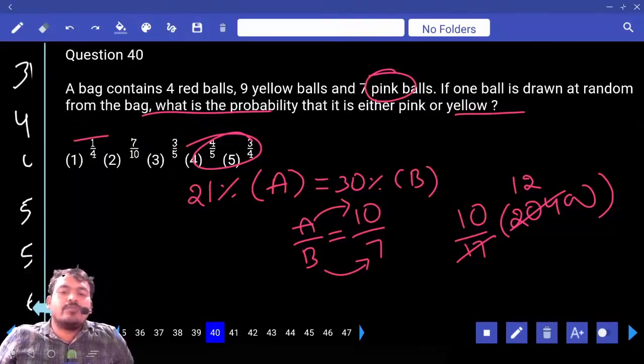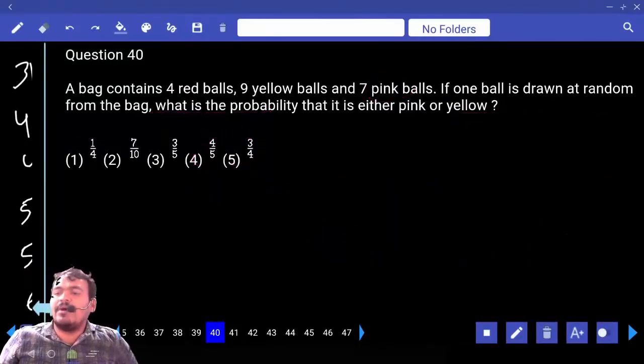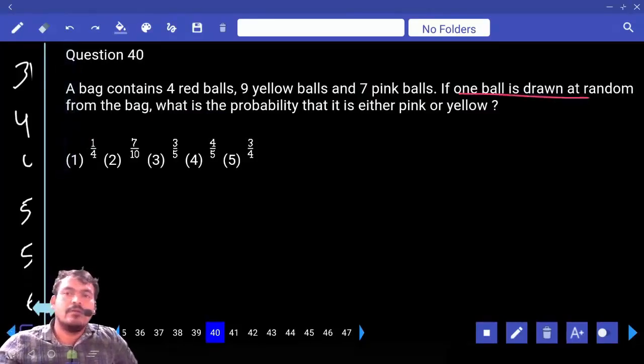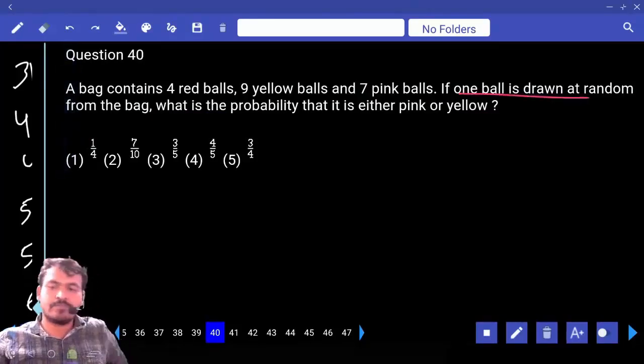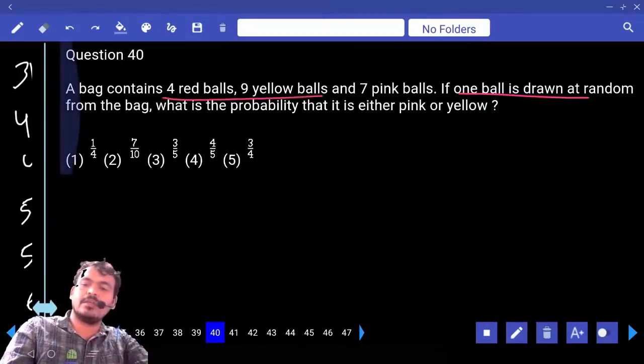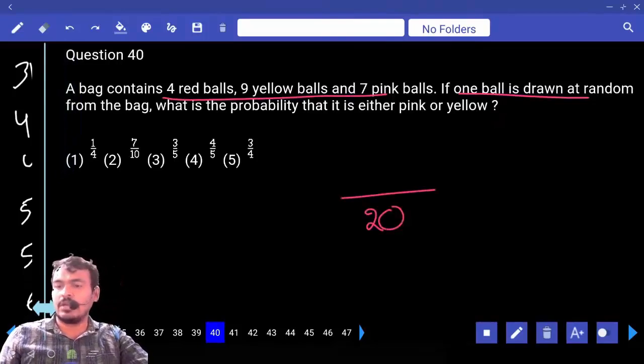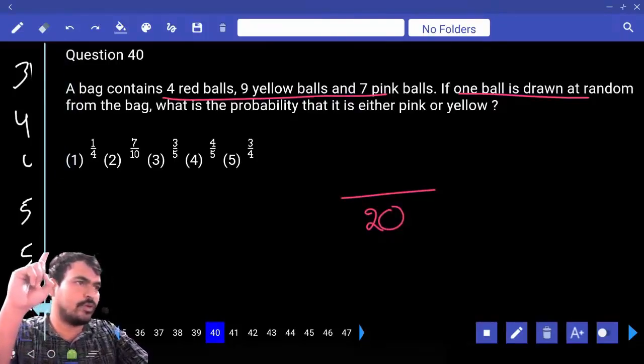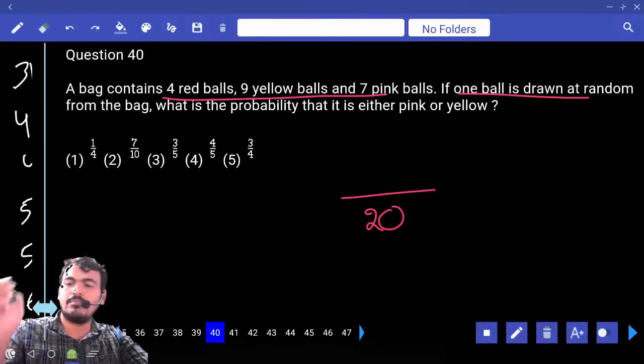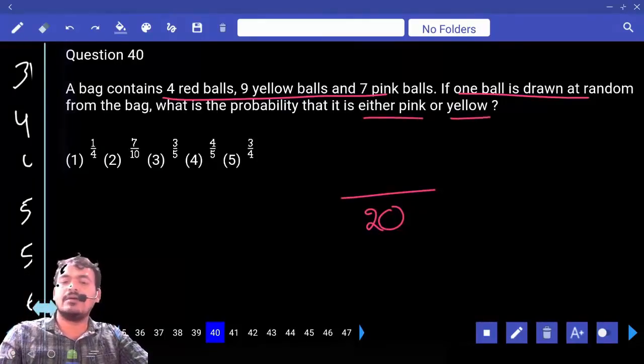A bag contains 4 red balls, 9 yellow balls and 7 pink balls. If one ball is drawn at random from the bag, what is the probability that it is either pink or yellow? How many balls are drawn? Only one. First, how many balls are there in total? 20 balls. Out of 20, we pick one, and that one will be either pink or yellow.